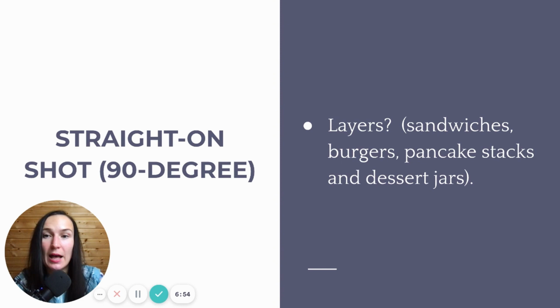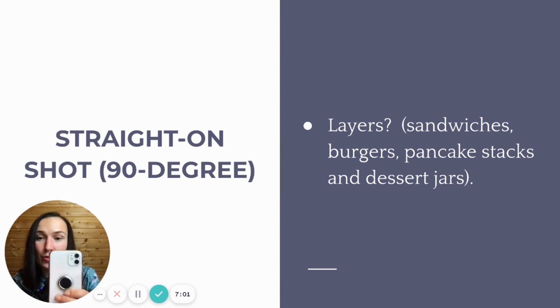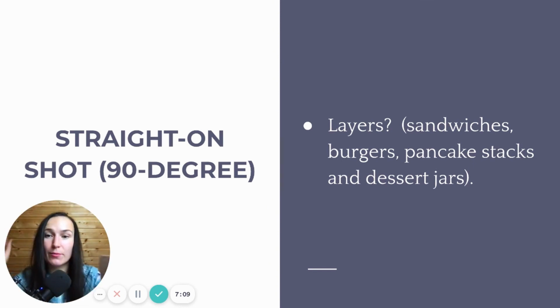And now another angle that is super popular for food photography is the 90-degree angle. And this one is basically a straight on shot. You have your phone, you're shooting straight on, and then your subject is here. This one is super, super popular because of layers, obviously. Especially when you're shooting sandwiches, burgers, pancake stacks, dessert jars, wherever you see the layers. I would highly recommend you use the straight on shot because this one complements the food and brings out the best of the food that you're trying to shoot.